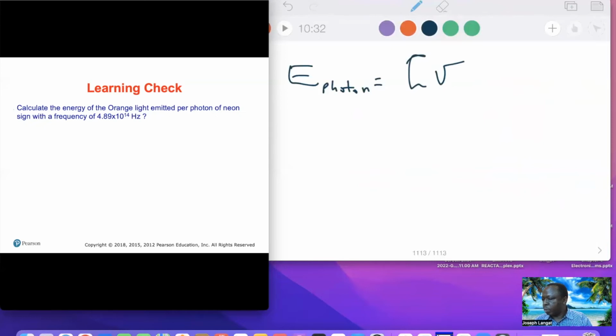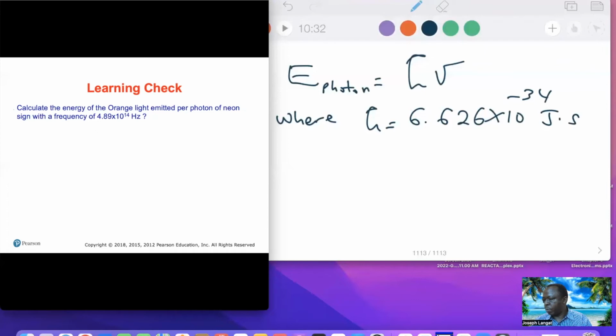where h is 6.626 times 10 raised to negative 34 joules per second. And you are given the frequency already, 4.89 times 10 raised to 14, and this is per second. Hertz is per second.